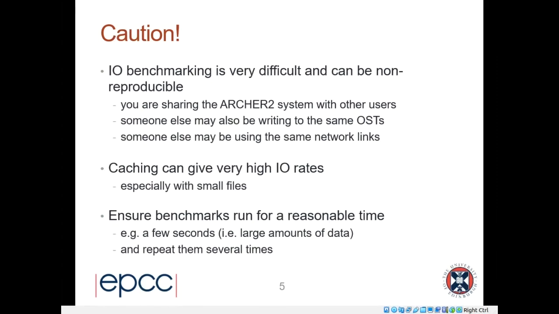Ensure benchmarks run for a reasonable time, e.g. a few seconds. That's why the different benchmarks in the exercise have different sizes of data. There's no point running for minutes and minutes, but you don't want to run for under a second.